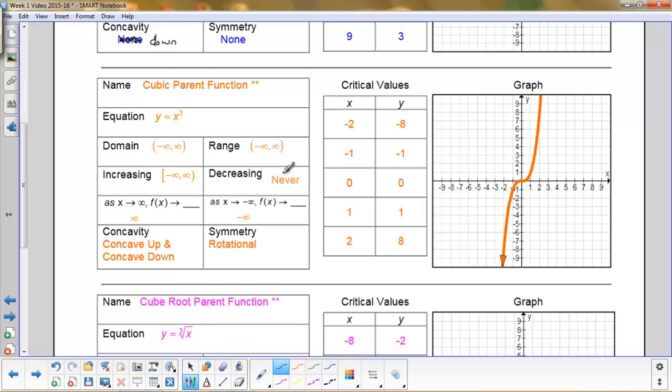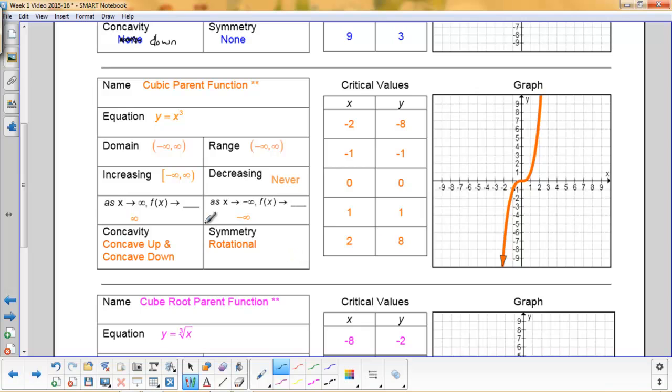That's very important to understand because it looks like it might start to decrease here, but it does not. It always continues upward, always increasing. So as x gets very large, y gets very large as well, and likewise, as x gets very small, y gets small.